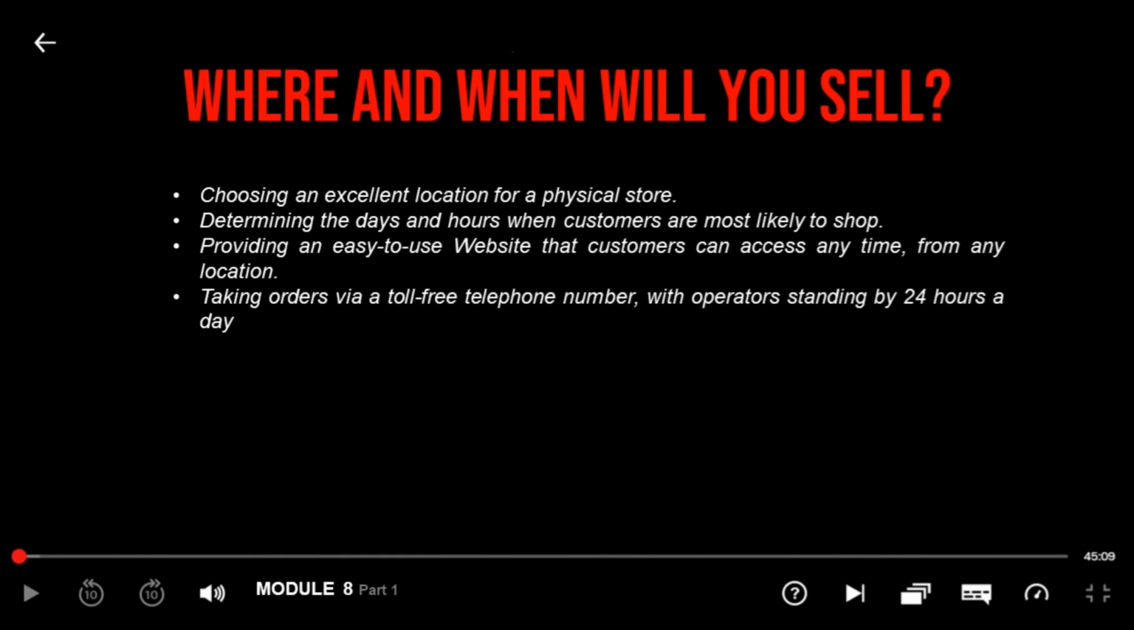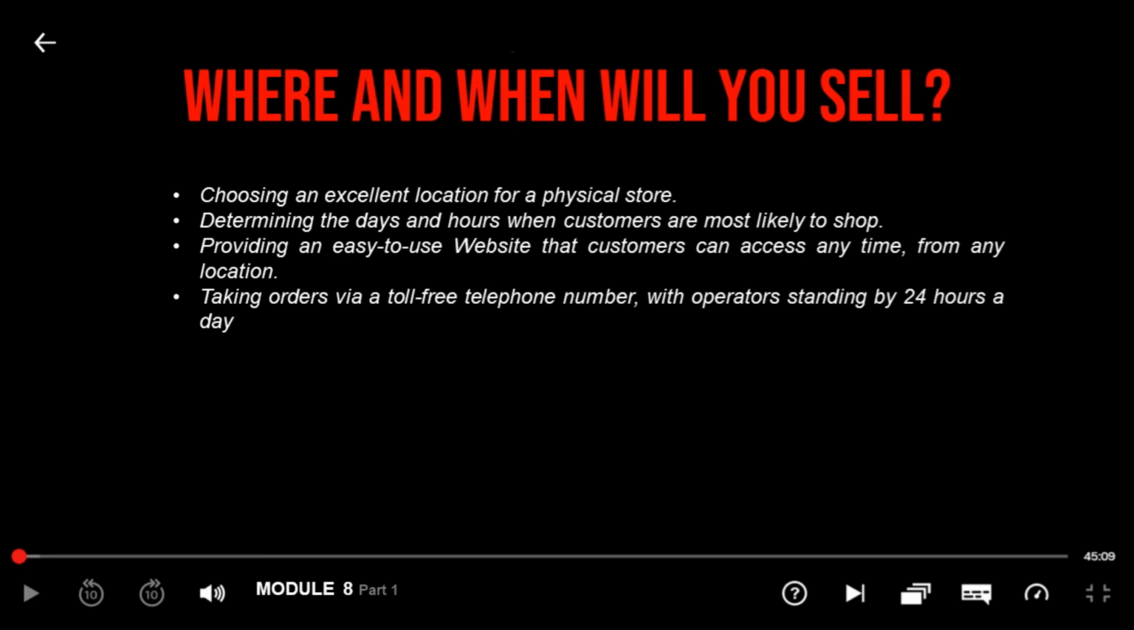Slide, where and when will you sell? So these are the guides on where and when will you sell. First, choosing an excellent location for a physical store. Like for example, dito yung mall. So most of people na bumibili sa mall kasi to make sure na yung product na bibili nila is legit. So next, determining the days and hours when the customers are most likely to shop.